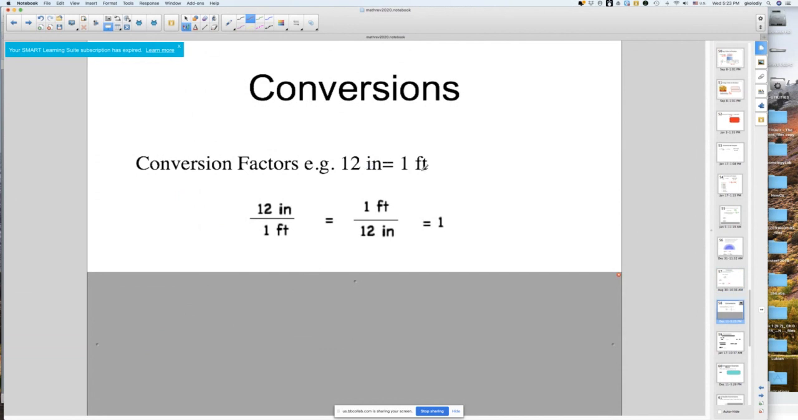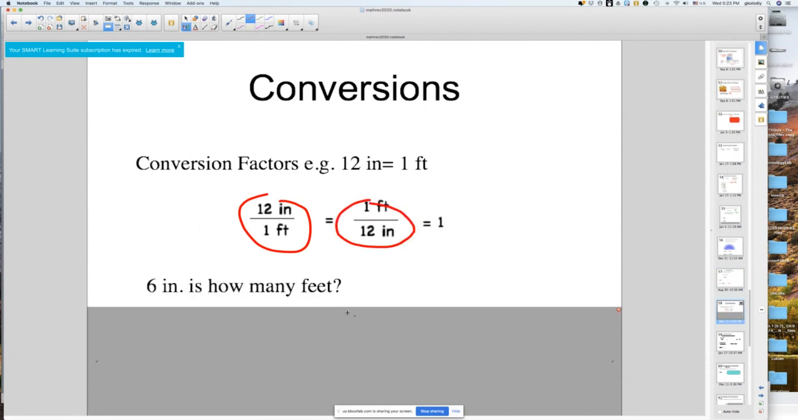The conversion factor between inches and feet is 12 inches equals 1 foot. That means this is equal to 1, and this is equal to 1, since numerator and denominator are the same. So let's say 6 inches is how many feet? Now we know, we can do this in our heads. We know it's half a foot. But let's say you didn't know that.